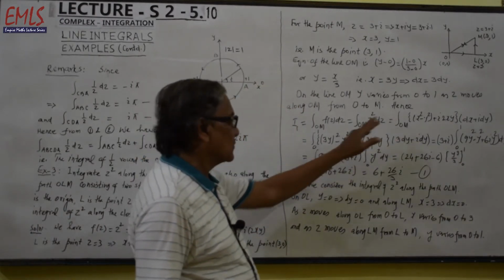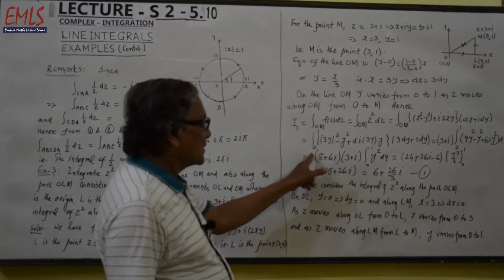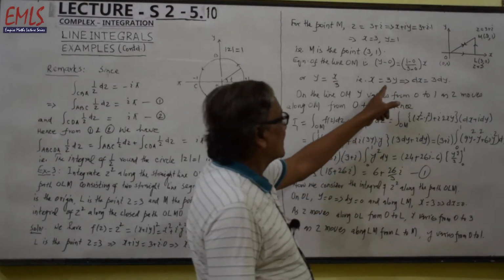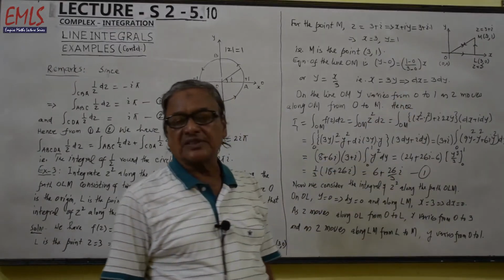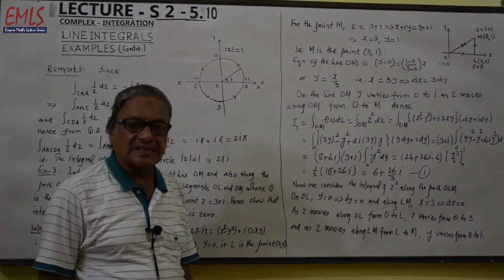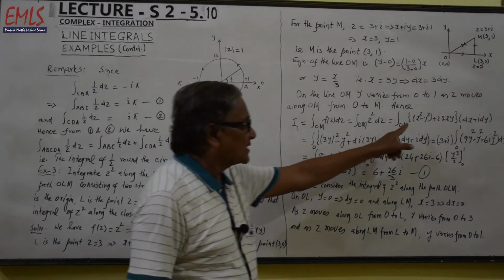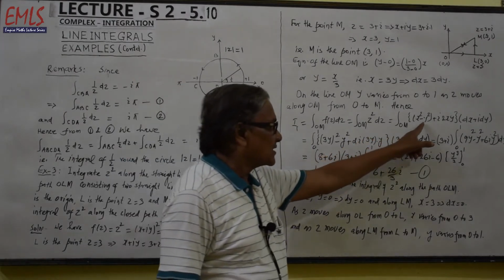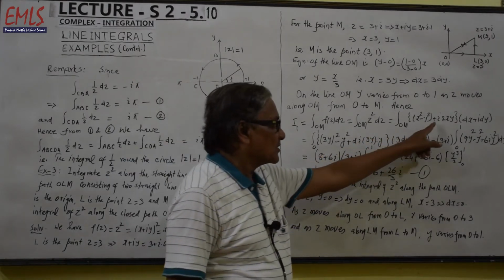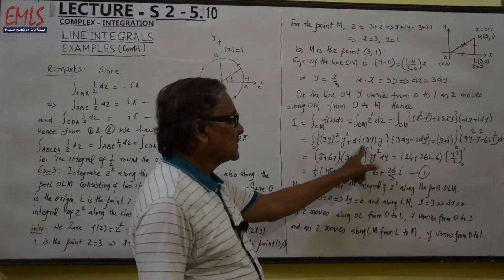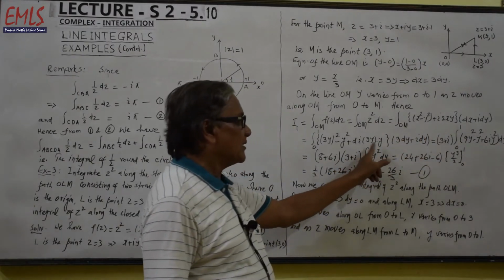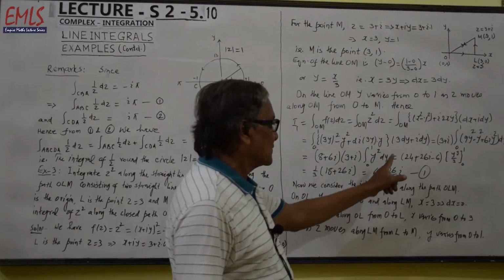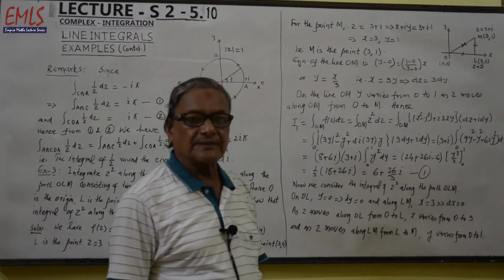Now converting to a definite integral, the limit of integration will be 0 to 1 in terms of y, because we have the relation x equals 3y. We shall substitute 3y for x. So x squared means (3y) squared, minus y squared, plus 2i, where x is again 3y, into y. And dx is 3 dy, so it is 3 dy plus i dy.